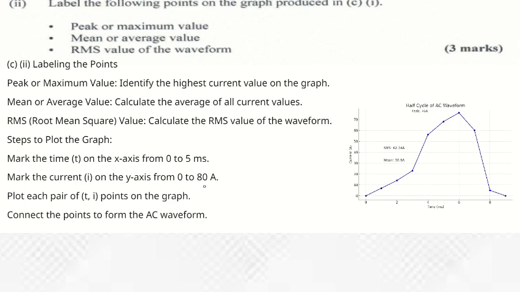The mean or the average value: in order to calculate the average of all the current values, we'll have to use a formula to do so. We'll look at that in a little while. And the root mean square, we'll have to calculate the root mean square value of the waveform as well.